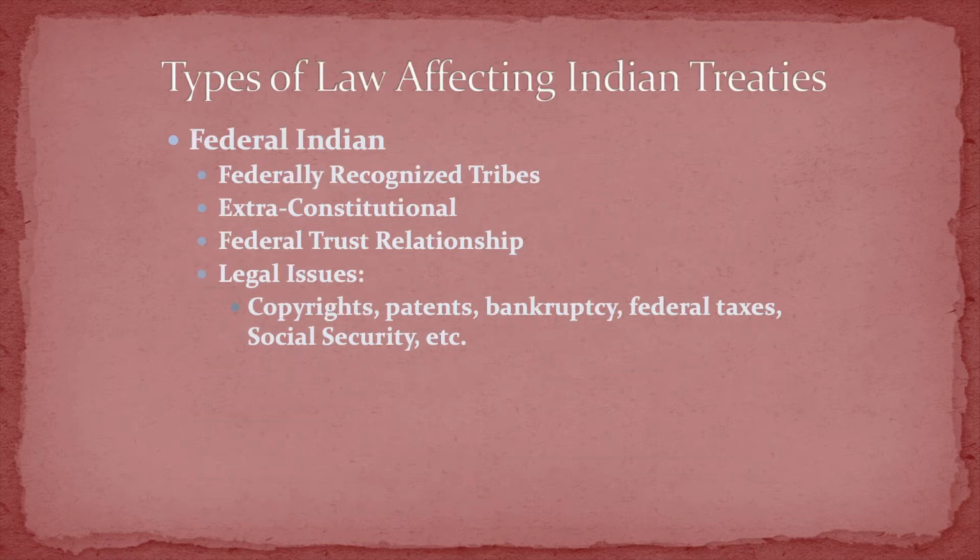Let's talk about the types of law that affect Indian treaties. So there's federal Indian law, and for federal Indian law to affect a tribe, that tribe must be federally recognized. That's a special status that we're going to talk about a little bit later, but you can't just say, oh, I'm a tribe. You have to be recognized by the federal government, and you have to go through a process to gain recognition.